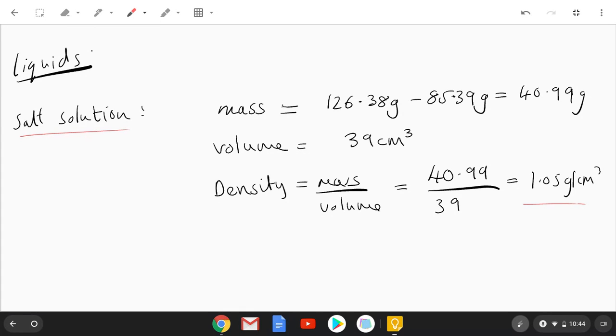That makes sense considering water is 1 gram per centimeter cubed. We've added some salt to that water and mixed it up, so we're expecting the density of that liquid to be a little greater than that of water.